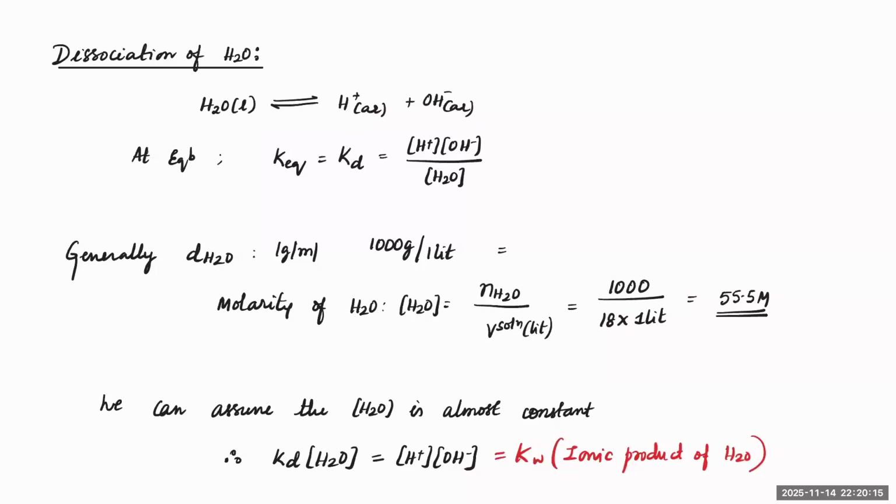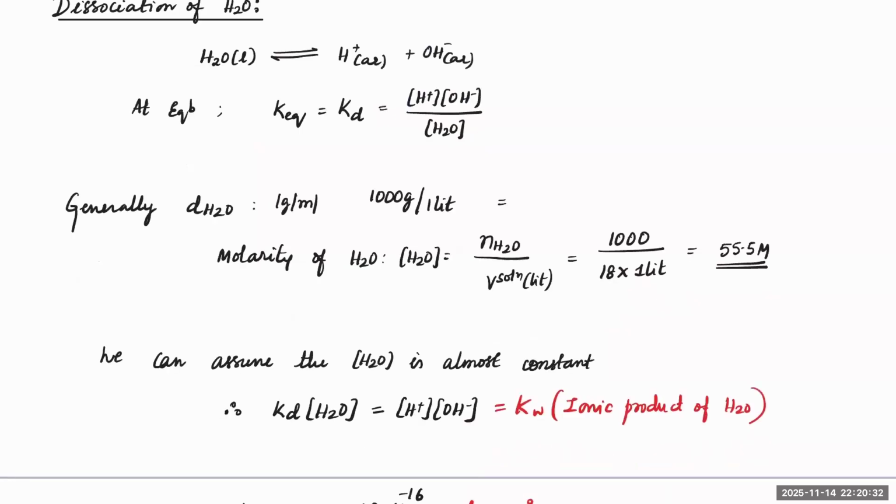What did we learn from the equilibrium constant, chemical equilibrium? That an equilibrium constant can be written as product concentration divided by reactant concentration. So you can see [H+][OH-] divided by the H2O concentration. Now, generally, the density of water is always 1 gram per ml, as in 1000 grams per liter. So 1 liter has 1000 grams here.